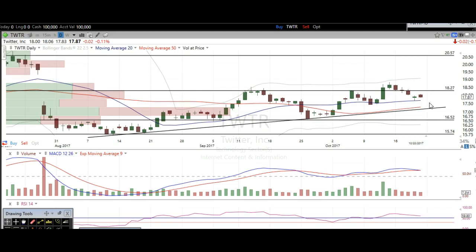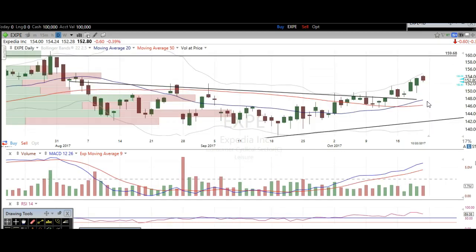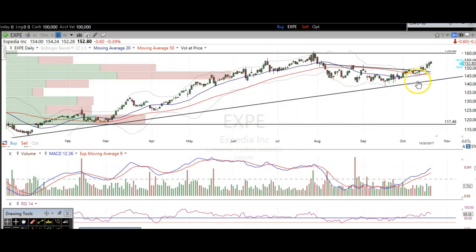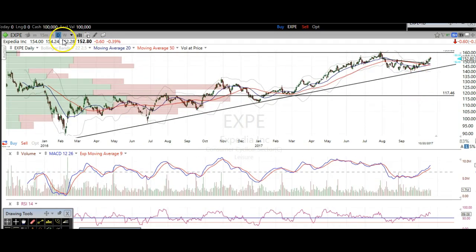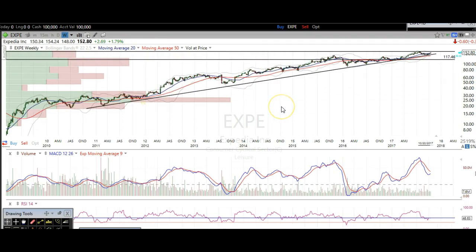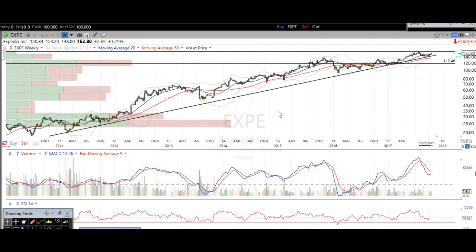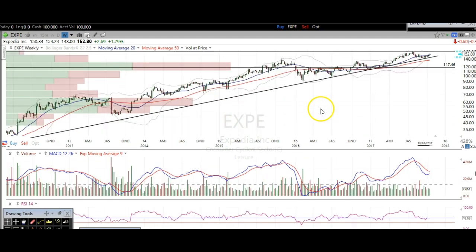The next one we're going to take a look at is Expedia. In Expedia, let's just take a look at this longer term chart here. Going back on the weekly time frame, this is just such a clean looking chart going back all the way to 2011. Here's a bounce off that trend line. There's another bounce, almost a bounce there.